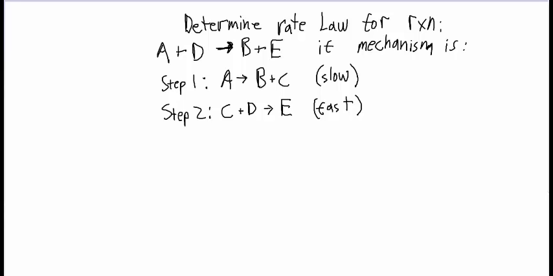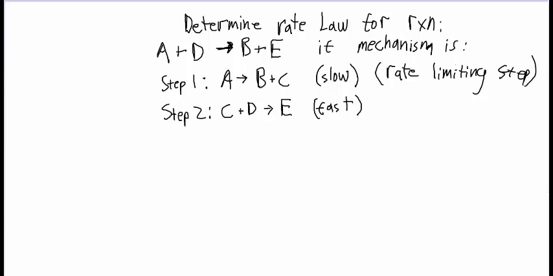Okay, this might look tricky, and it is not really. I mean, maybe a little bit, but if you just understand the trick here, it's not that hard. The trick is to just look at the slow step. That is what's called the rate limiting step.